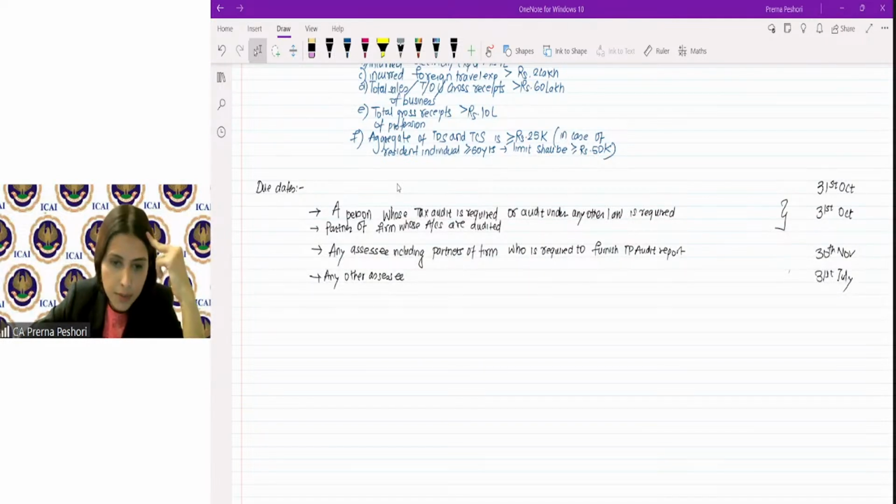Income from house property. If there's a loss under the head income from house property, self-occupied property loss if you have, or if you have the loss on the rental property, your interest is more than your income. Even if you do not file your return of income on time, you can claim the set off of the loss. Unabsorbed depreciation, you can still claim the set off. Are you clear?